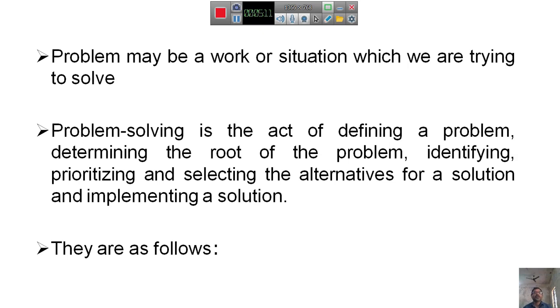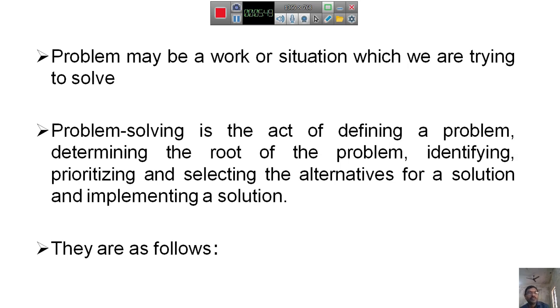The first topic is what is a problem. When we know what is a problem, then we can solve it. So what is a problem, how to define a problem, and how to understand a problem. A problem may be a work or situation which we are trying to solve.